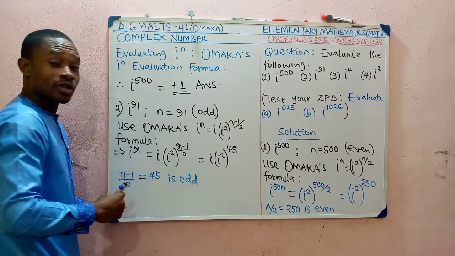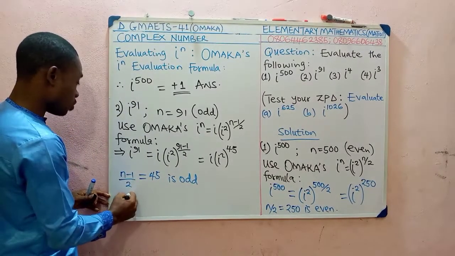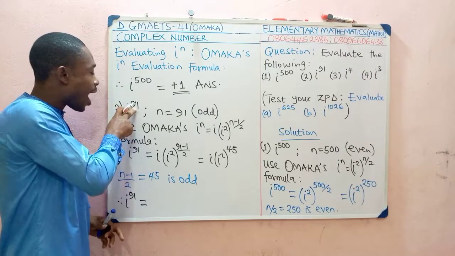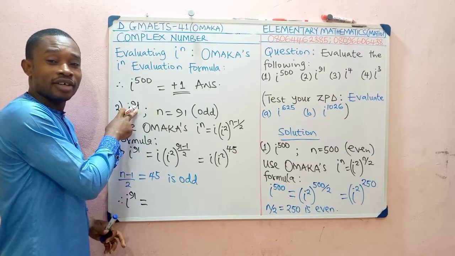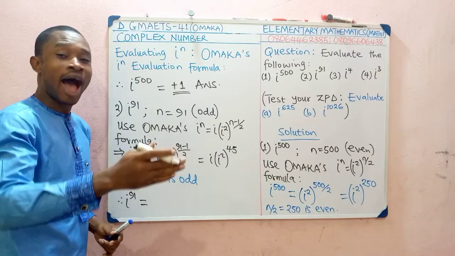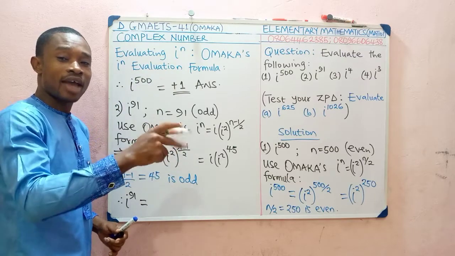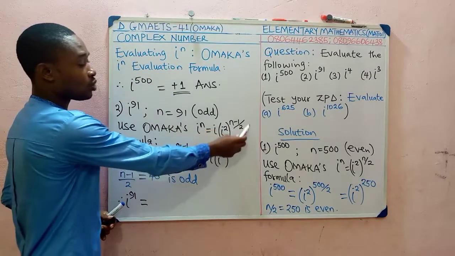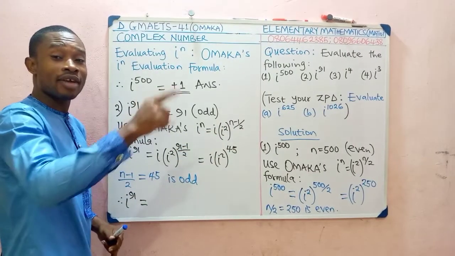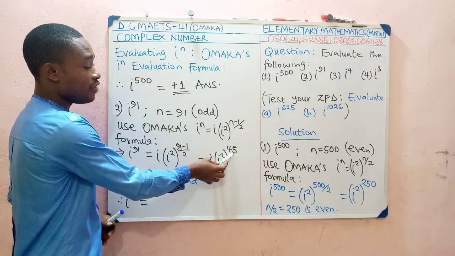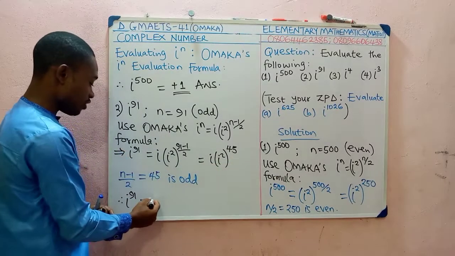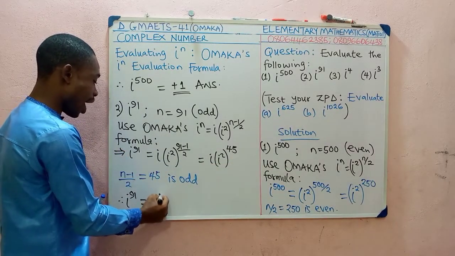Odd. So what does that mean? Therefore, i raised to power 91 is equal to, take note that whenever n, the power of i, is an odd number, you expect to get either plus or minus i. Now, whether it is plus i or minus i depends on this power, based on what I explained earlier. In this case, the power is what? Odd. So it's going to be minus i. If this power was even, it could have been plus i. But in this case, the power here we got is 45. So our result will be minus i.